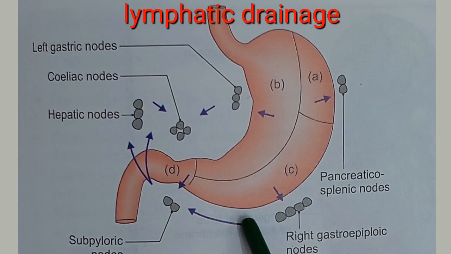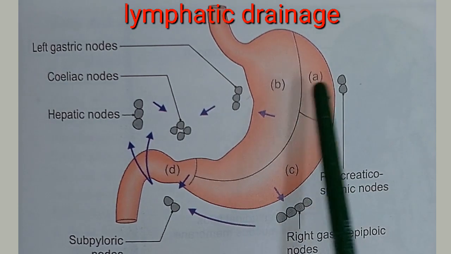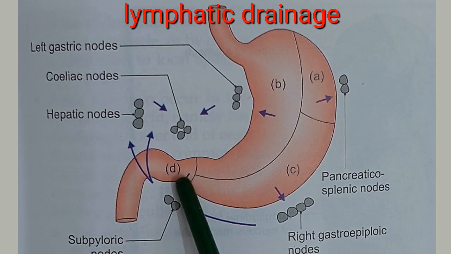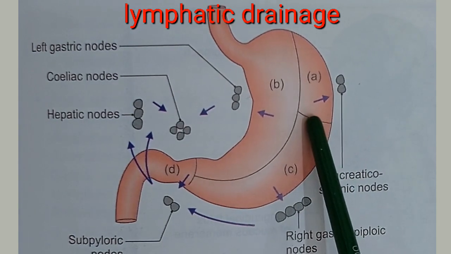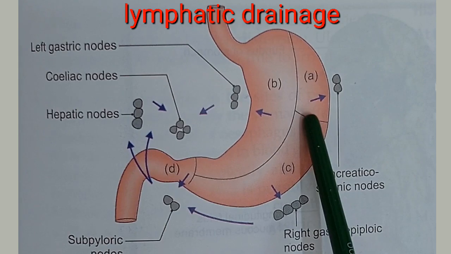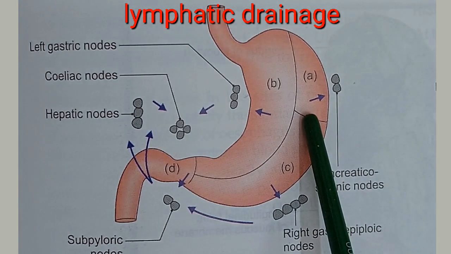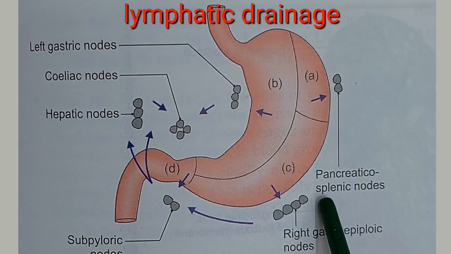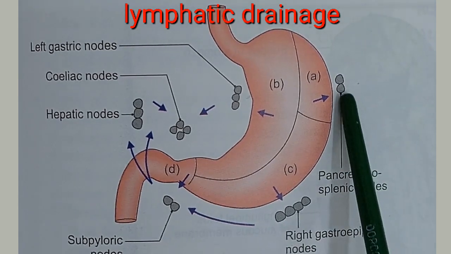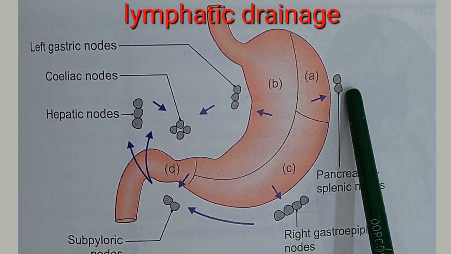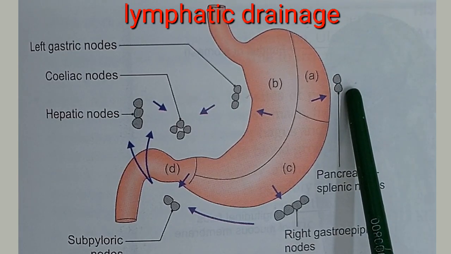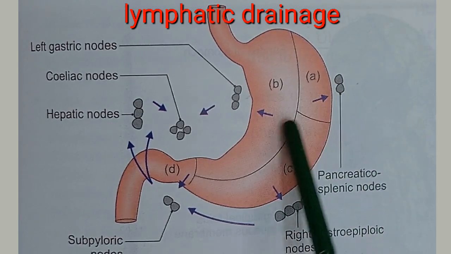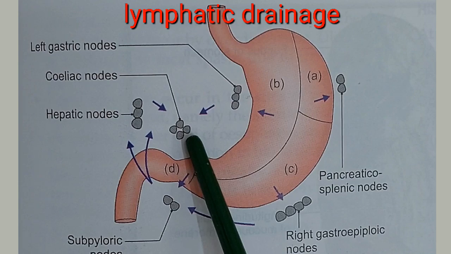For lymphatic drainage, the stomach is divided into 4 territories as shown in the figure. According to this, from area A, which includes the upper part of the left 1/3, lymphatics drain into the pancreatico-splenic lymph node, which lies along the splenic artery. Lymph vessels from this lymph node travel along the splenic artery to reach the celiac node.